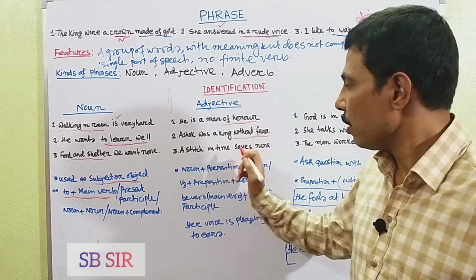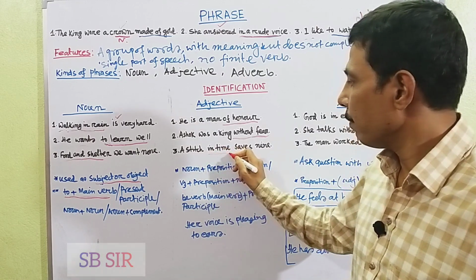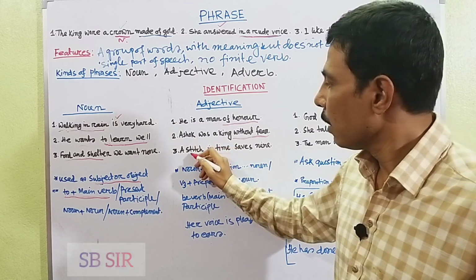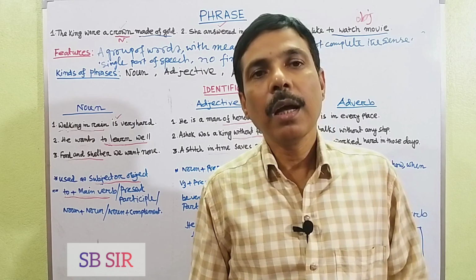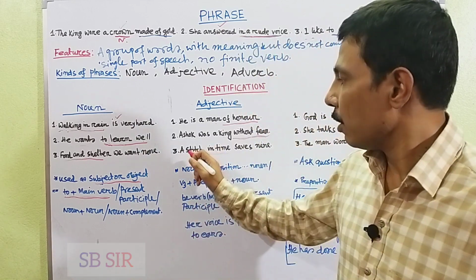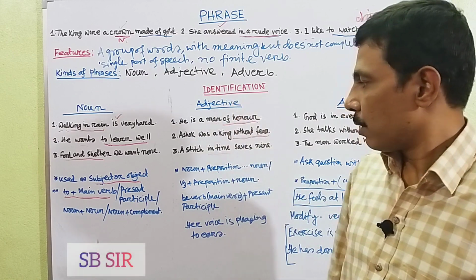A stitch in time saves nine. A stitch in time. In time modifies the noun stitch. A stitch in time modifies the noun. So it is also an example of adjective phrase.